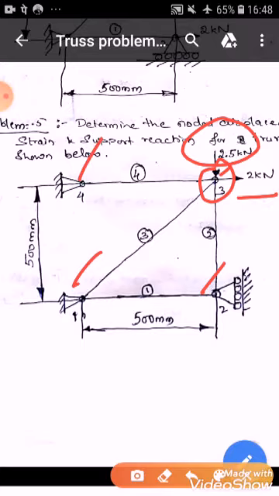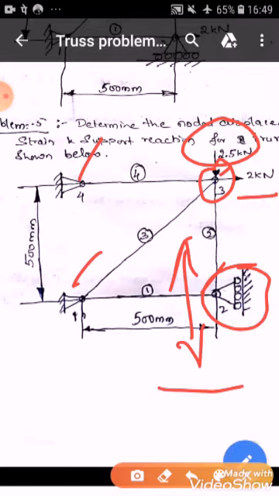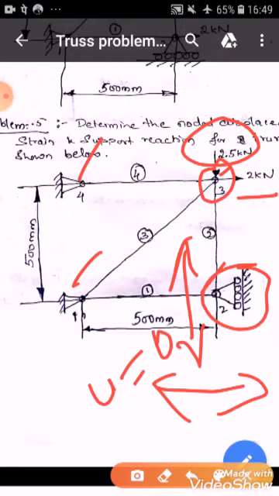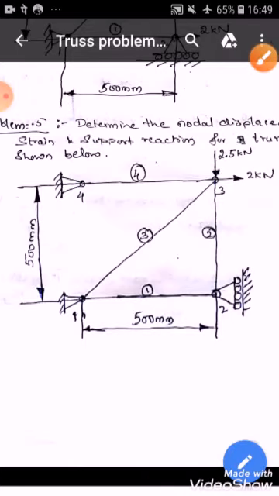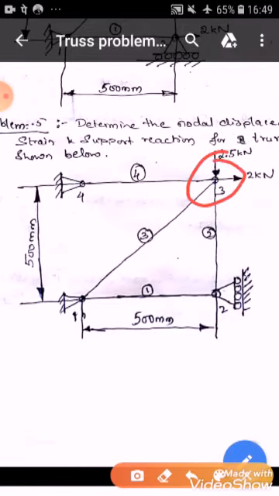The difference between problem number 3 and problem number 5 is that roller supports are present, and this roller support is free to move in the y direction and restricted to move in the x direction. What does this mean? Its displacement in the u direction, or x direction, is 0. V it can displace. That is the hint for it.